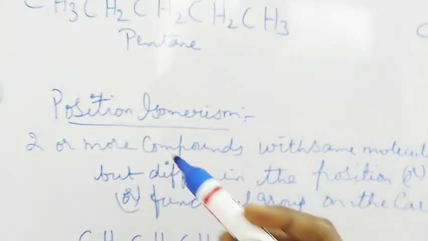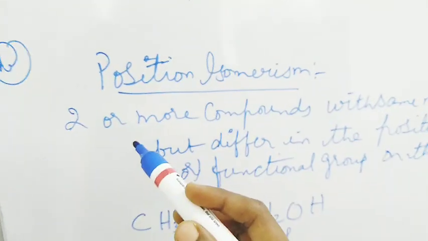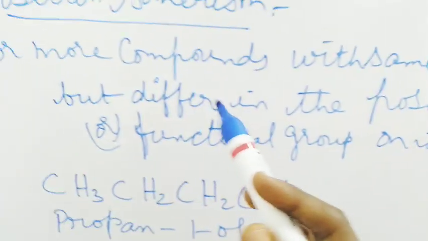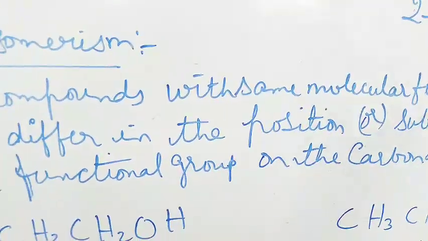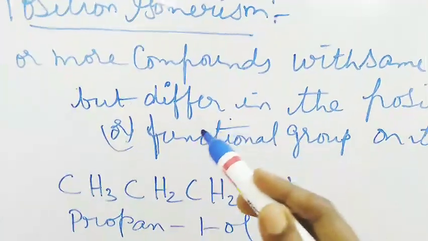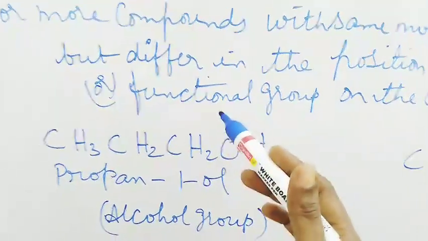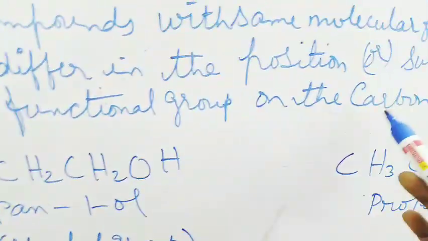The next type of isomerism is position isomerism. 2 or more compounds with the same molecular formula but differ in the position of the substituent atom, or you call it the functional group on the carbon atom. So 2 or more compounds have the same molecular formula, but the only difference is in their position or substituent atom, or it may be a difference in the functional group on the carbon atom.